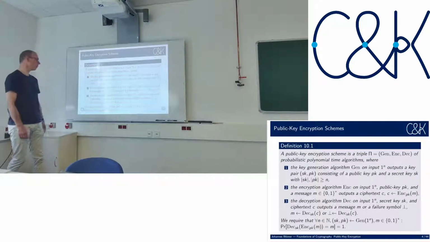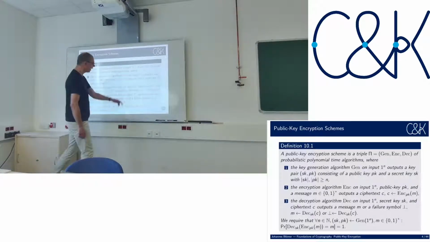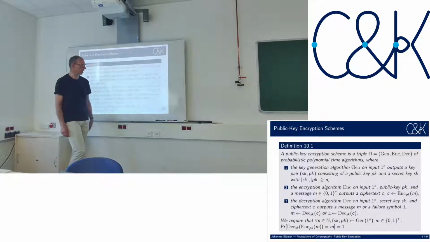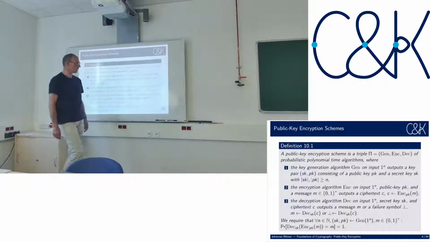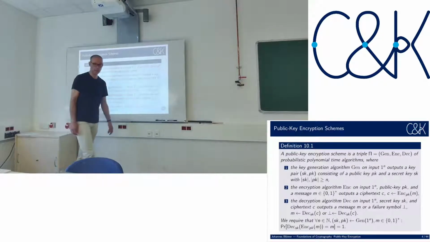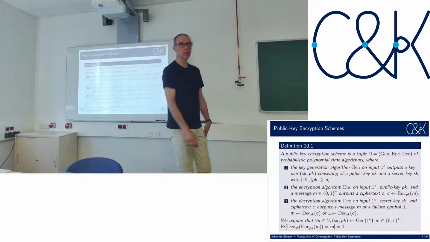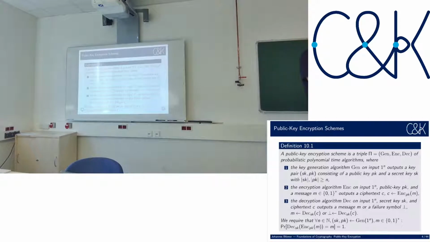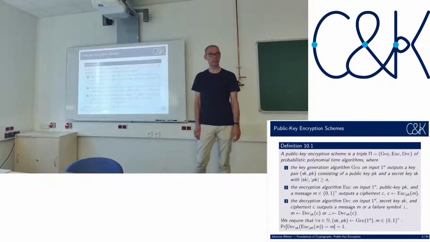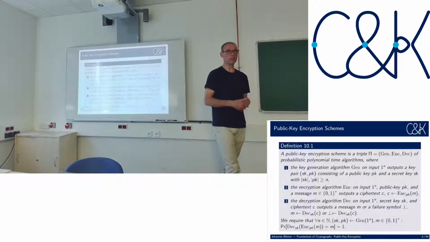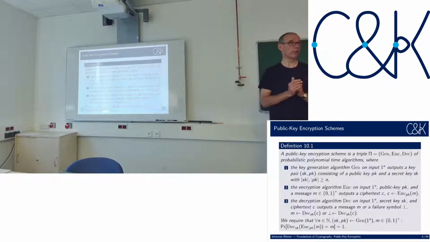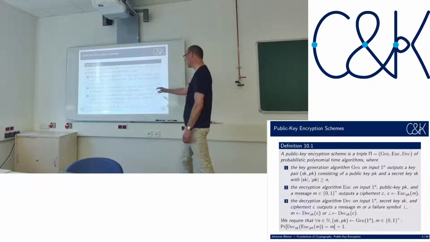Then the encryption algorithm, on input 1^n, a public key PK, and a message m in {0,1}*, outputs a ciphertext C, and we denote this by C ← Enc_PK(m), the encryption of m under public key PK. I denote this with a left-pointing arrow because the encryption is in general a probabilistic algorithm, so it uses randomness. So this C here is not a fixed value. There can be many ciphertexts corresponding to a pair of message and public key. So it's a random variable over the random choices made by the encryption algorithm.